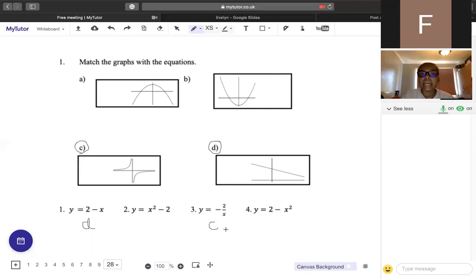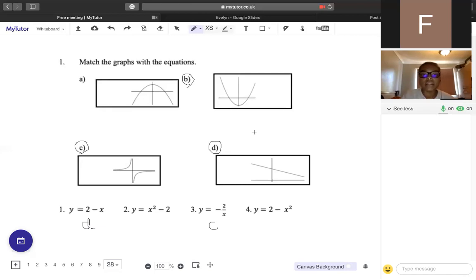Now A and B are both quadratic graphs, sorry. But one is a U-shape, the other one is an upside down U-shape. Now the only thing that we have to remember here is for positive quadratic graphs and negative quadratic graphs. So a positive quadratic graph will have a normal U-shaped curve, just like B. Now that means that this one is a positive quadratic graph, so we need to look for a positive quadratic equation.